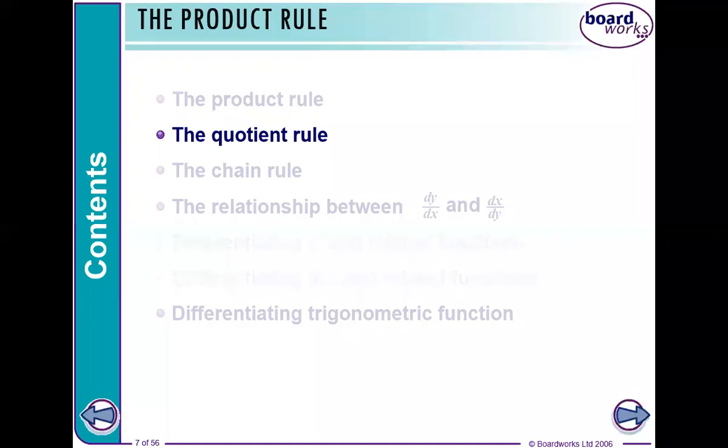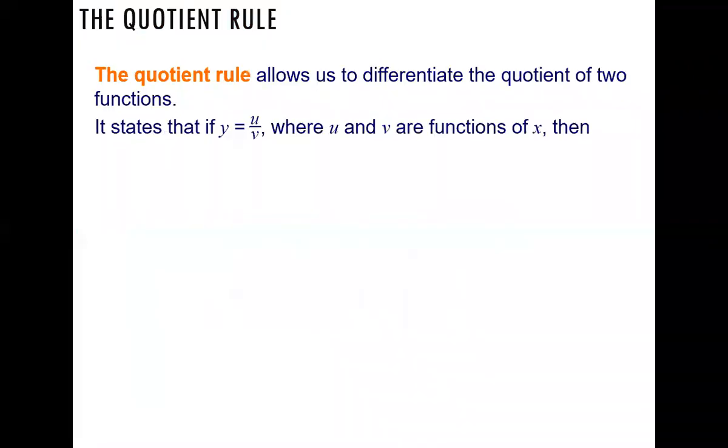Okay. The next rule we are looking at is the quotient rule. It just helps us to differentiate the quotient of two functions, something like a rational function.